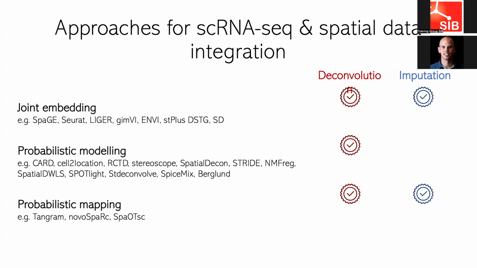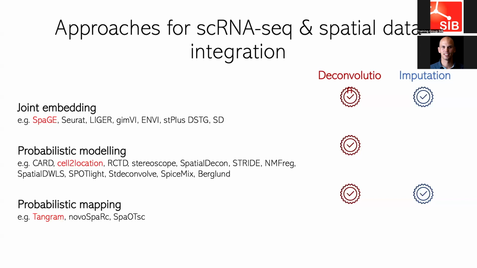There are multiple approaches to do this. What I will do today is pick one example of each category. SpaGE is our own tool, so I'll explain that because it's easier for me. For probabilistic modeling, we picked cell2location to have a look at. And for the mapping, we will talk about Tangram. I find that both NovoSpaRc and SpaOTsc use optimal transport, which I think is a very interesting concept and very useful in this case, but we will not cover it today. I really encourage you to look into that as well if you're interested.